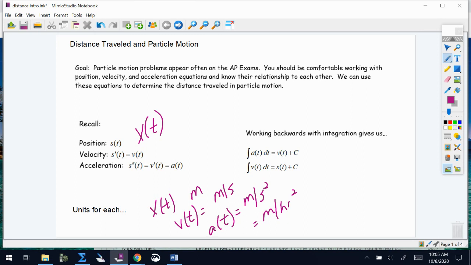I only mention that because sometimes you can get some really cheap points on the AP test if you just put the correct unit at the end of a velocity or acceleration problem.